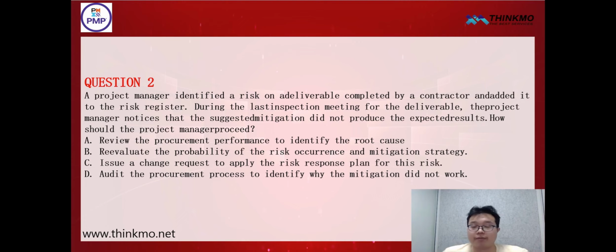As for option D, although the mitigation measures may be related to the contractor's delivery, that doesn't necessarily mean the procurement process is the root cause of the problem. So what should we choose for this question? Option C. For this question, actually, among these options, there are quite a few that are correct, but they're not the optimal answer, just among these four. Actually, if you think about it, in essence, they're all correct. All four options are correct, but option C is actually a bit better.